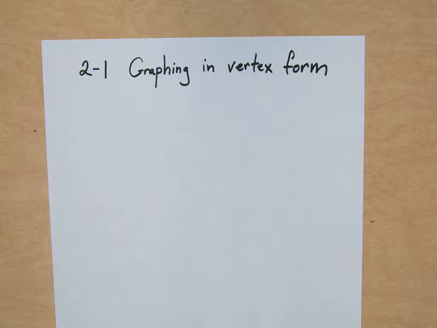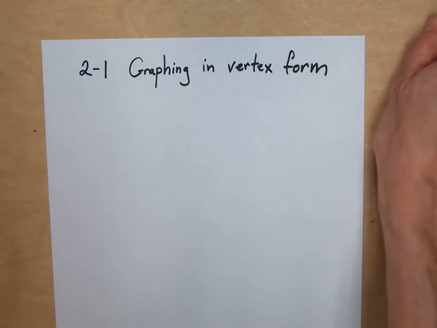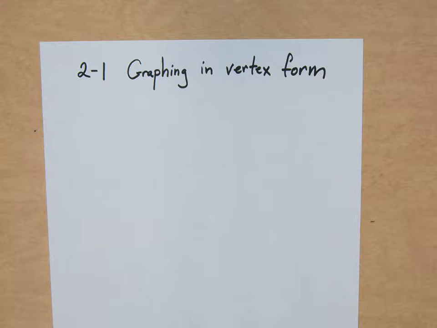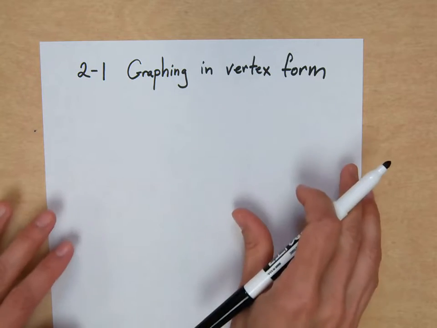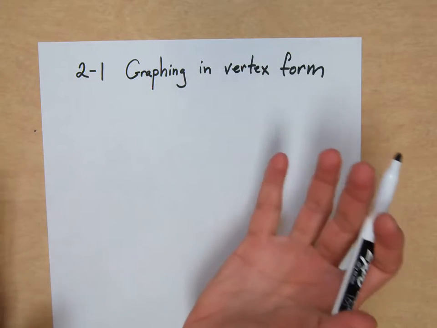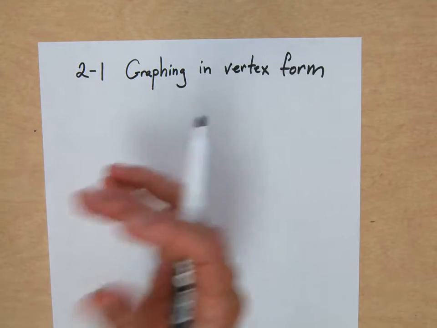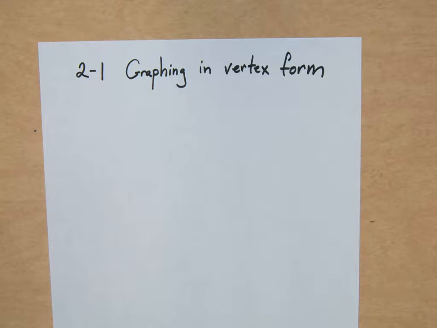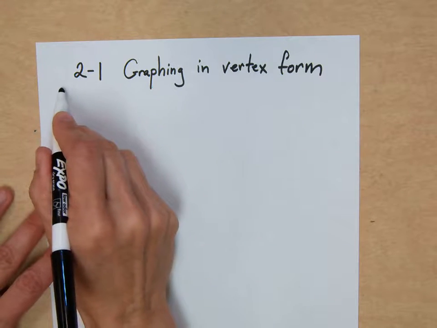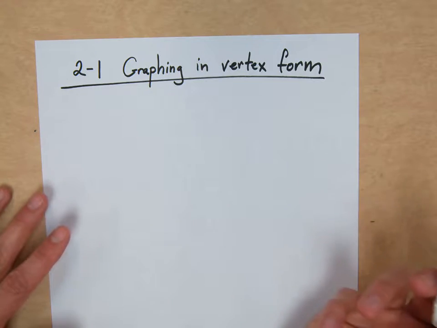So entry 2-1, graphing in vertex form. There's actually three total ways, three different forms that we can have, and we'll do one at a time. And they have different trade-offs. Like there's certain problems that lend themselves to one of the three models, and there's some that are easier to graph and some that take more work. So they all have trade-offs. So we need to be able to work with all three.